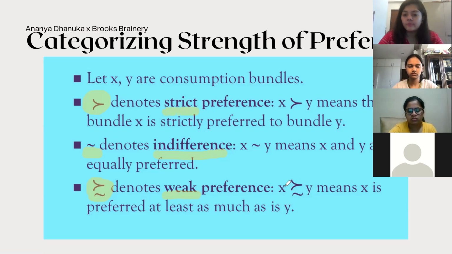And when we talk about your form results, weak preferences is what comes up. Okay, so you'll realize that. Are there any questions on this slide?